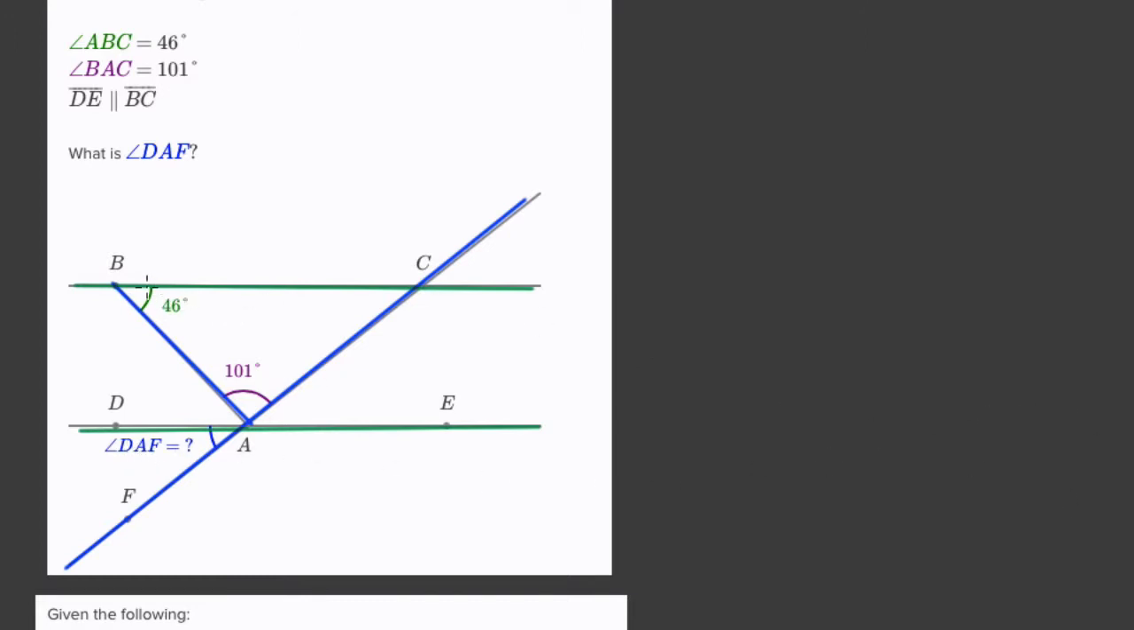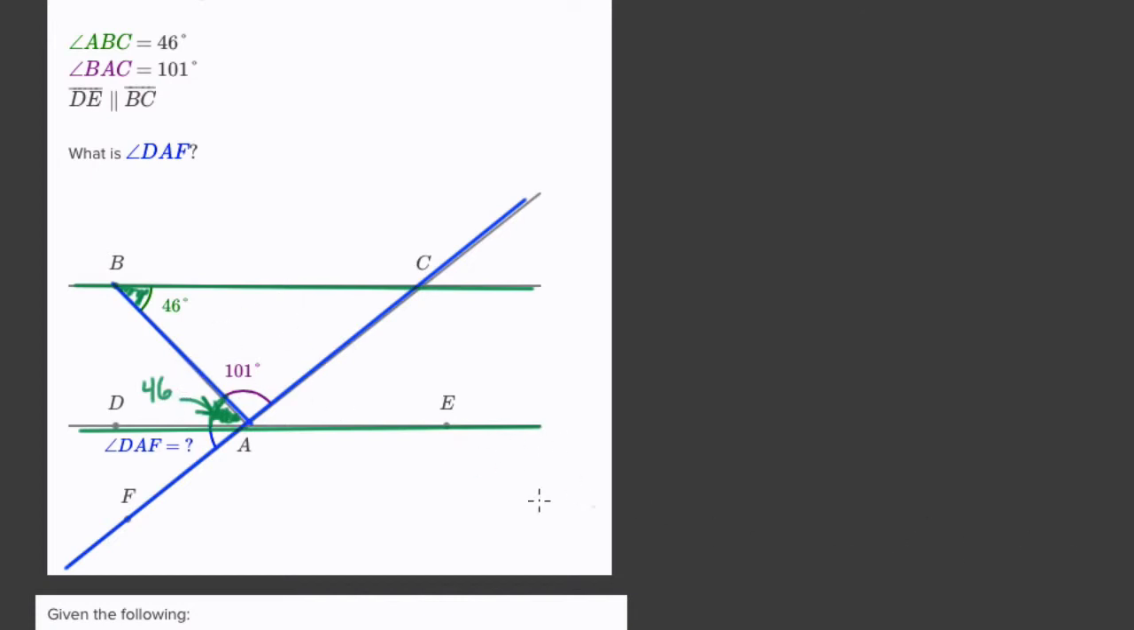Well, I have two parallel lines. I have this angle here, and I have the transversal right here, BA. So if I draw this angle here, it's going to be the exact same thing. It's also going to be 46 degrees, right? Because we have two angles on opposite sides of this transversal in between the two parallel lines. Those are alternate interior angles.